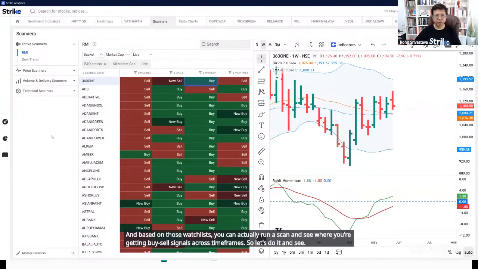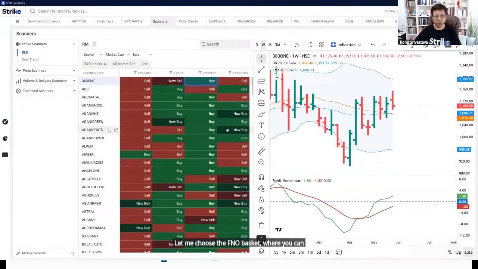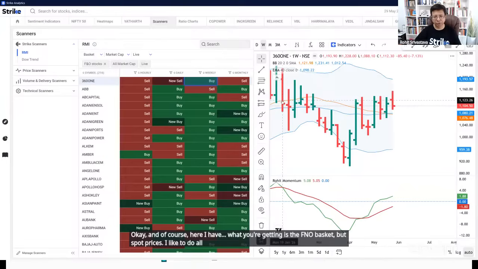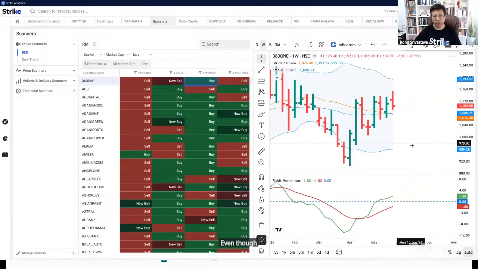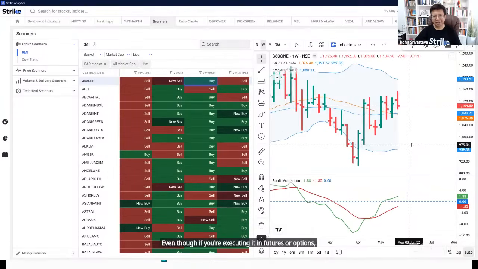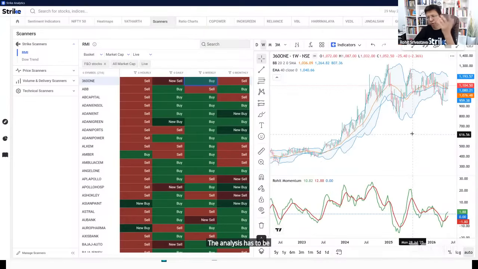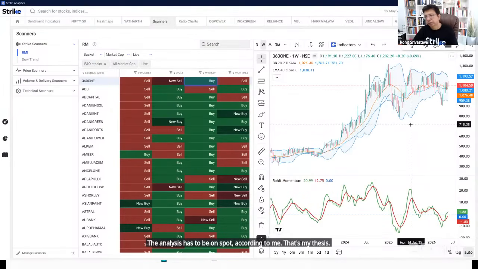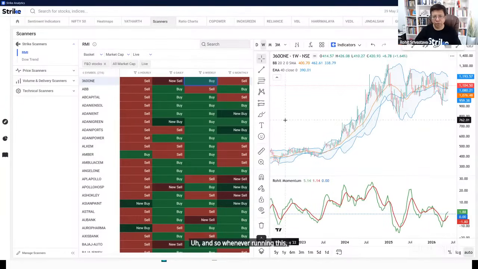Let me choose the FNO basket where you can go both long and short. And of course here what you're getting is the FNO basket, but spot prices. I like to do all my analysis on spot. Even if you're executing it in futures or options, the analysis has to be on spot, according to me. That's my thesis. And so when I'm running this, what am I looking for?